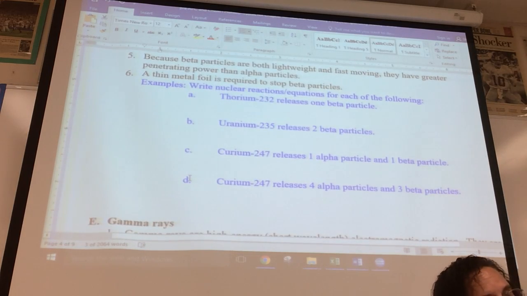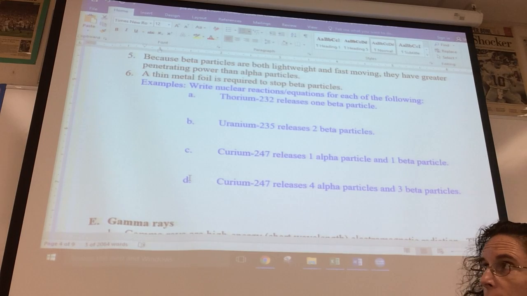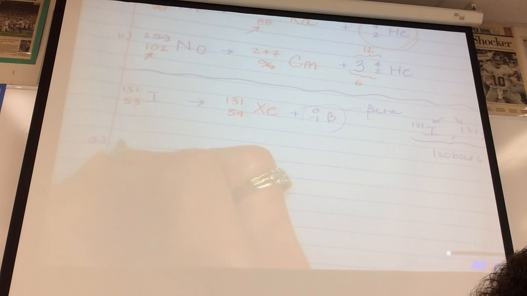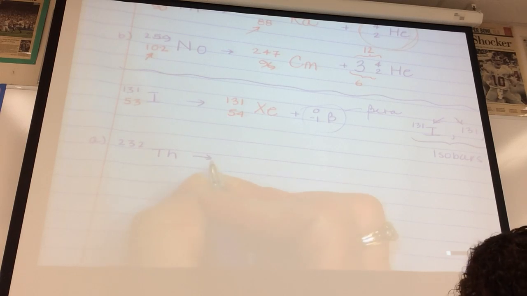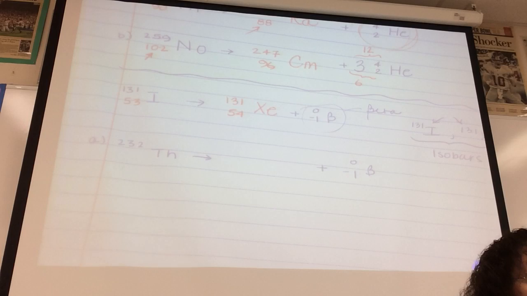Let's take a look at the nuclear equations that we can write, and then you'll give one a shot to make sure that you're understanding. For example, we have thorium-232, and we're going to emit 1 beta particle. How should we approach this?